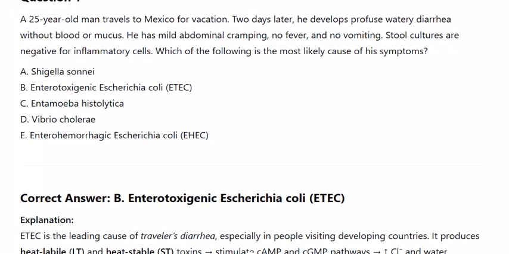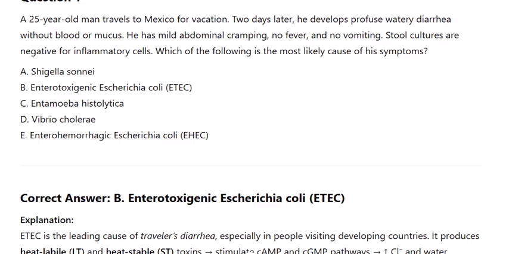Question 1. A 25-year-old man travels to Mexico for vacation. 2 days later, he develops profuse watery diarrhea without blood or mucus. He has mild abdominal cramping, no fever, and no vomiting. Stool cultures are negative for inflammatory cells. Which of the following is the most likely cause of his symptoms?